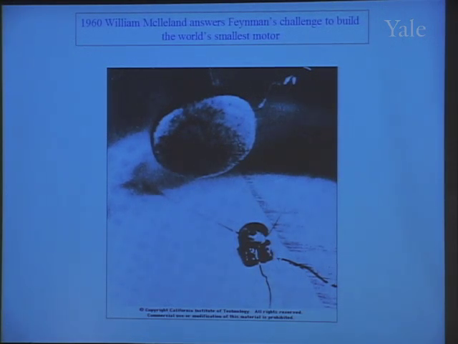And about a year later, this guy, William McClellan, presented him with this little electrical motor. You can see the wires coming out here, and that's the head of a pin. So I don't know how this person machined that little motor, but they looked at it under a microscope, and they could see it turning around, so Feynman had to pay him the $1,000.